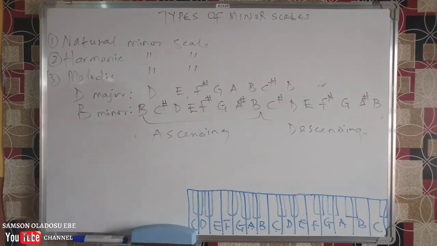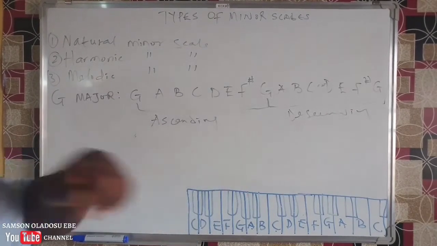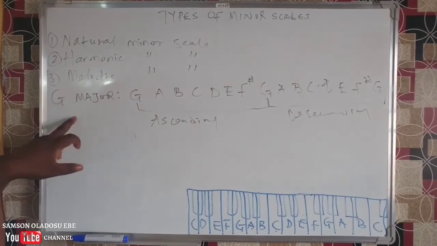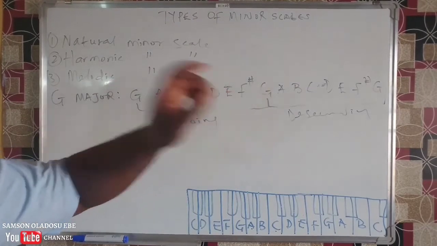Okay? Let's use another example. Let's take, for instance, G major. Let's do G major. Okay, so this is our G major scale. Now, let's look for the relative minor of G major. How do we do that? We'll count 3 semitones from G.